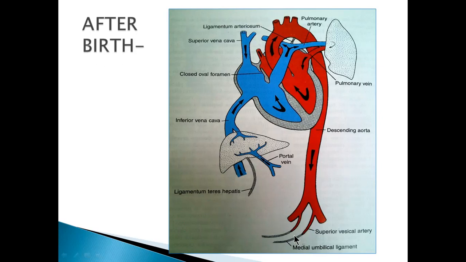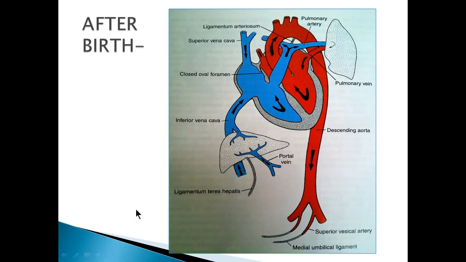Now down below, what you are missing here are the two umbilical arteries. The two umbilical arteries will degenerate, and what will be left is the medial umbilical ligament, as you can see in the diagram, and this area will remain as the superior vesical artery.